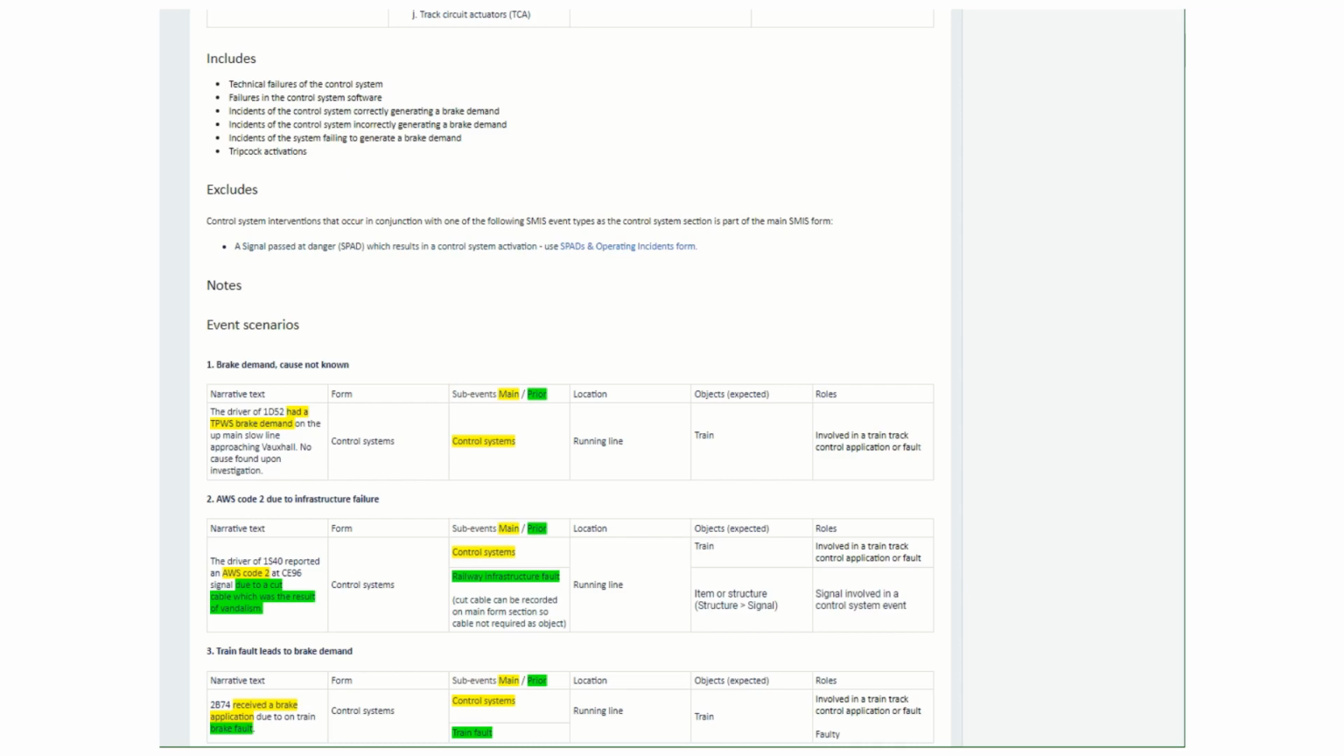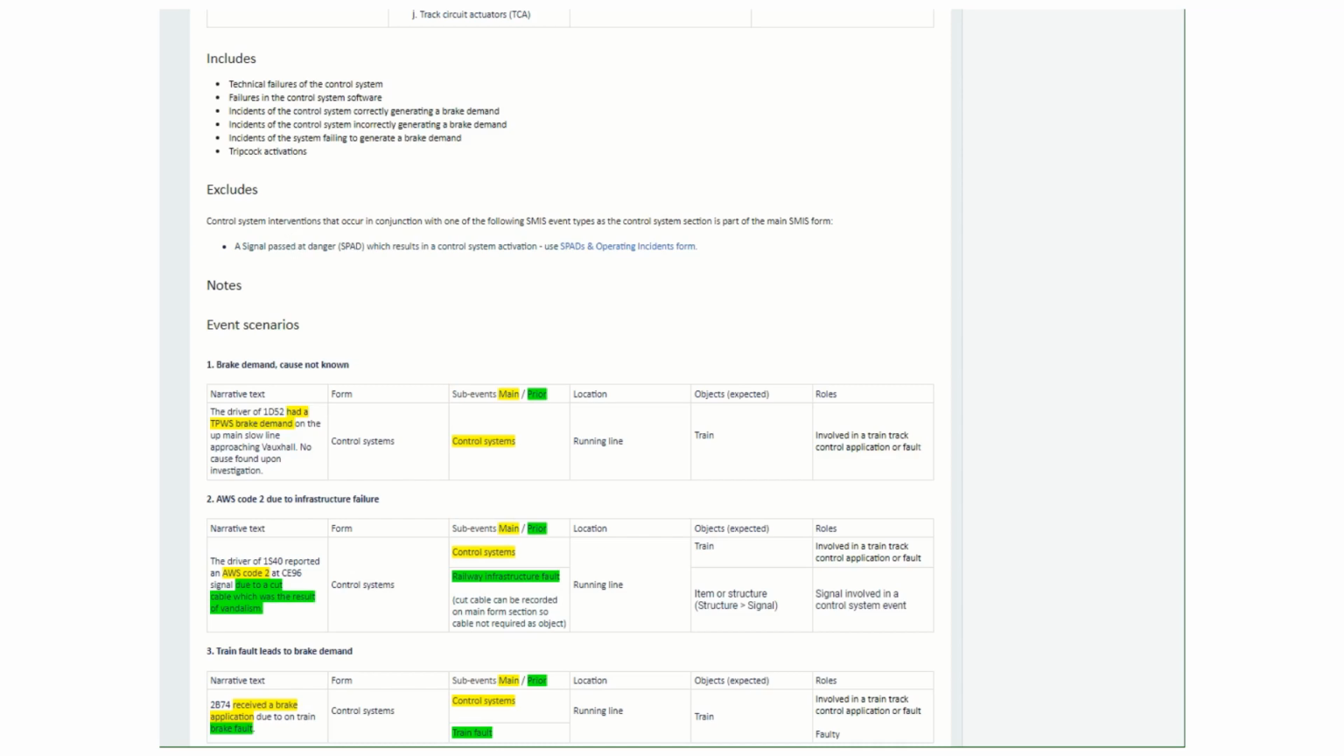In terms of exclusions from this sub-event form, an exclusion is the signal passed at danger or SPAD event. So that's when a control system occurs in conjunction with a signal passed at danger event. The reason for this is because there is a separate control system section present on the SPADs and railway operating incident form, meaning that you don't need to add a separate control system sub-event form.